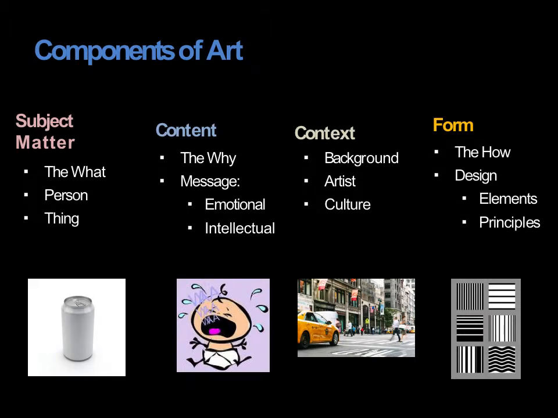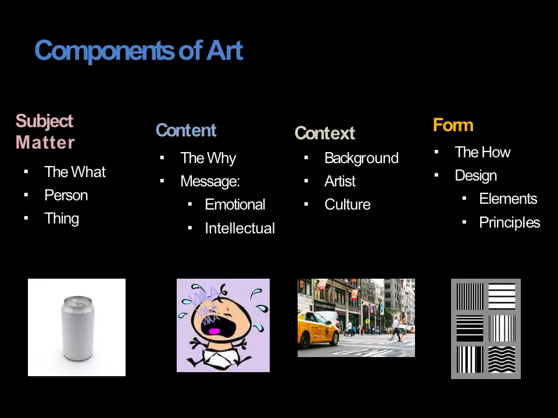So for our next project, we're going to talk about this idea of abstraction. And to understand abstraction, you have to understand the components of art. So there are four components of art: the subject matter, the content, the context, and the form. The subject matter is the what, the person, the thing. It's basically the main thing that's in a work of art. So for example, at the bottom, the subject matter would be a can.